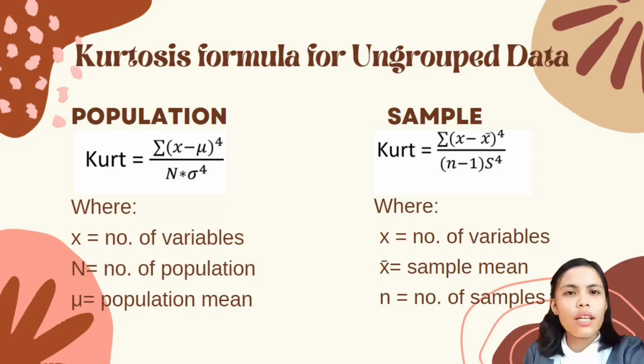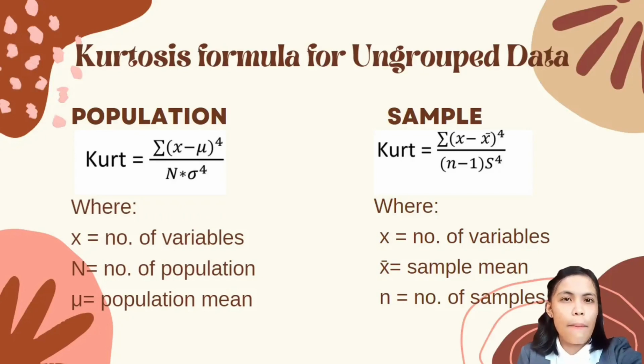This is the kurtosis formula for grouped data. Let us begin with solving the population: summation of x minus mu raised to the power of 4, over n times standard deviation raised to the power of 4, where x is the number of variables, n is the number of the population, and mu is the population mean.